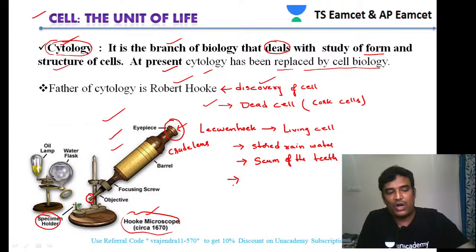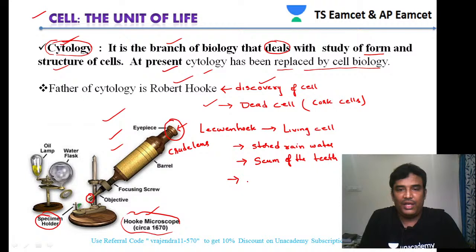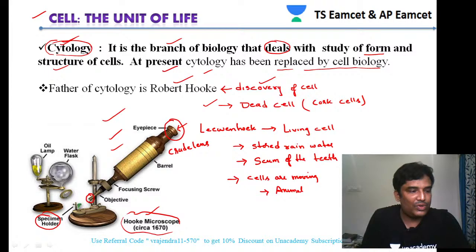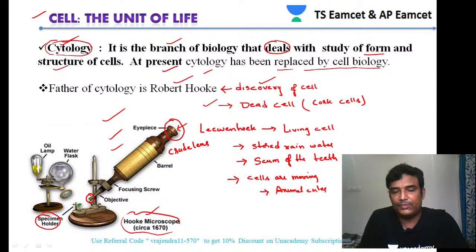when Leeuwenhoek observed the living cells in the stored rainwater and scum of the teeth, he found that the cells were moving. When he observed that the cells were moving, he named them animalcules.